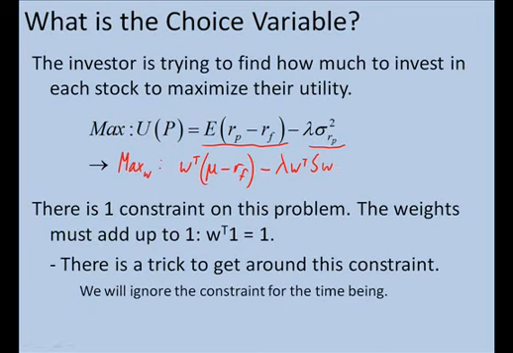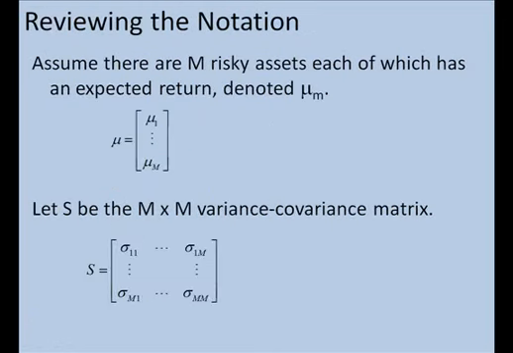There is one constraint on this problem. The weights, remember, must add up to 1. But there's a trick to get around this constraint, so we're going to ignore it for the time being. We'll briefly review the notation, although I think you probably are used to it now. Mu represents the expected returns. It's a column vector, and there are m risky assets. S is the m by m variance covariance matrix.